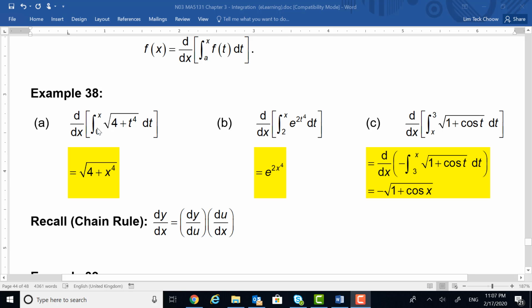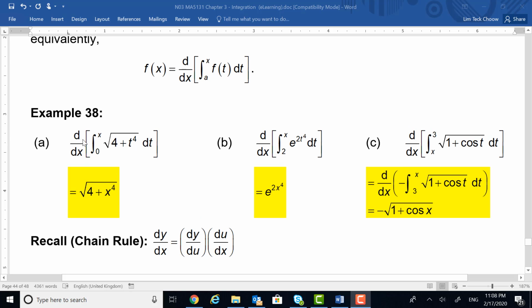In example 38, you have to differentiate this integral. In this integral, you're integrating from 0 to x. The upper limit is x. So this theorem says if you were to differentiate this integral, you get back the function itself. You can see that x takes the place of t here. Likewise, if you were to differentiate the integral, the upper limit is x. It doesn't matter what you have on the lower limit. So the theorem says differentiating this integral, you get back f(x). You can see t is now replaced by x.